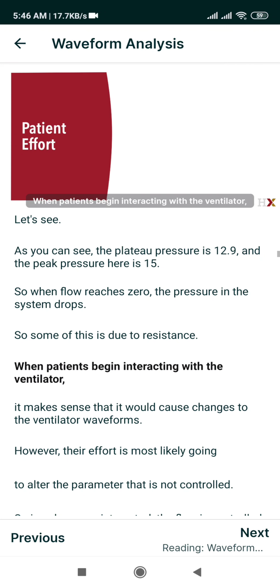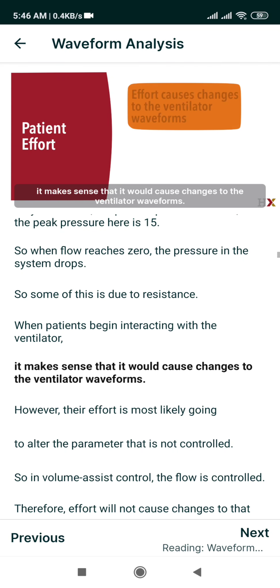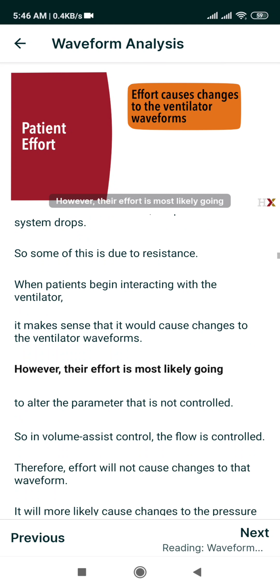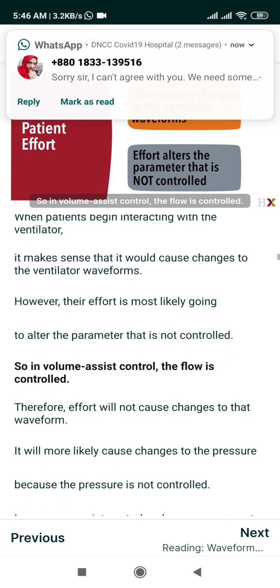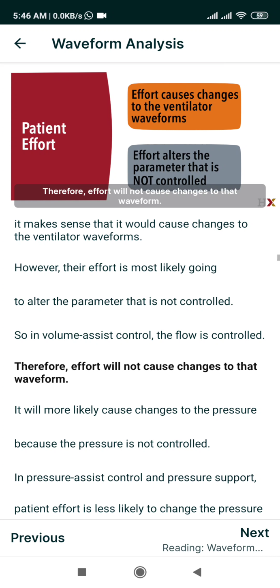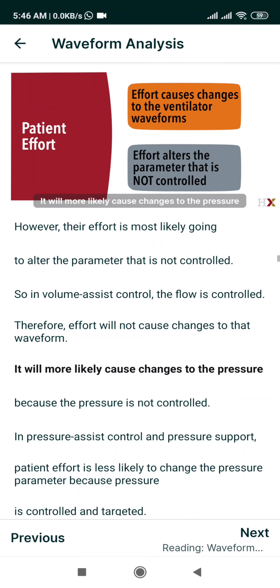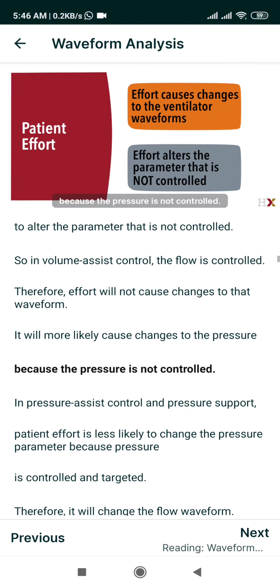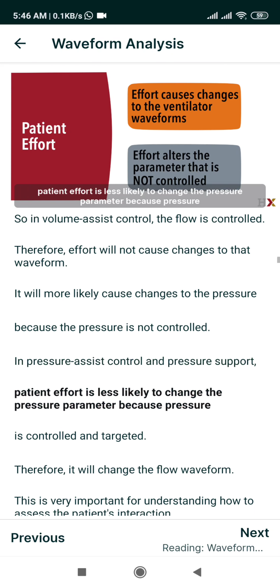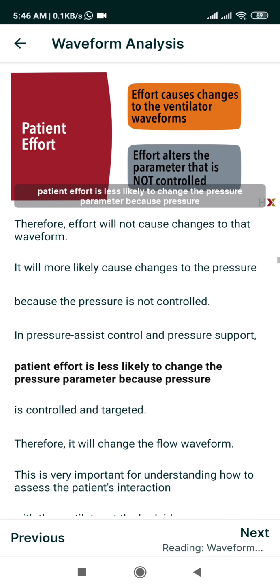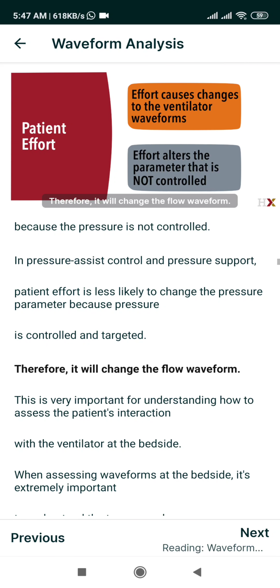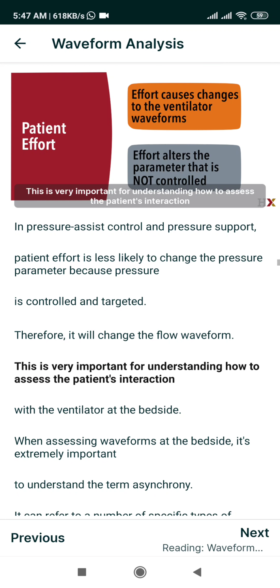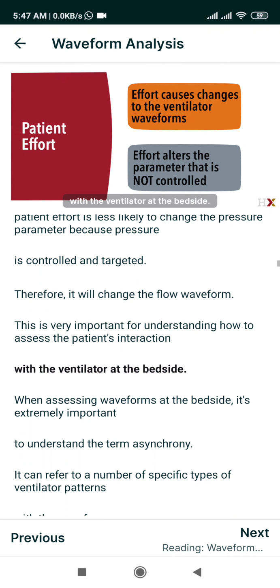When patients begin interacting with the ventilator, it makes sense that it would cause changes to the ventilator waveforms. However, their effort is most likely going to alter the parameter that is not controlled. So in volume assist control, the flow is controlled. Therefore, effort will not cause changes to that waveform. It will more likely cause changes to the pressure because the pressure is not controlled. In pressure assist control and pressure support, patient effort is less likely to change the pressure parameter because pressure is controlled and targeted. Therefore, it will change the flow waveform. This is very important for understanding how to assess the patient's interaction with the ventilator at the bedside.